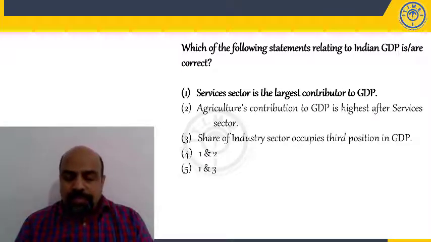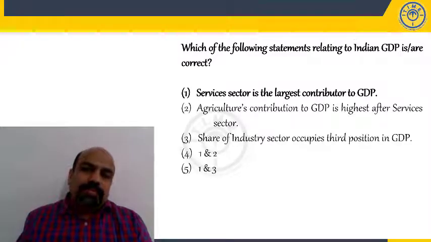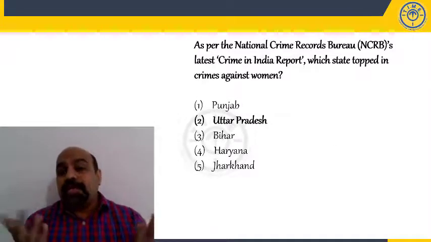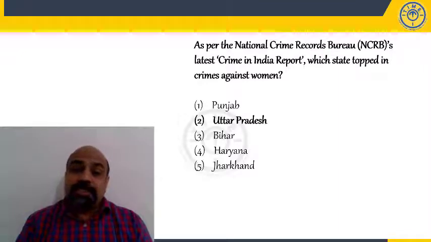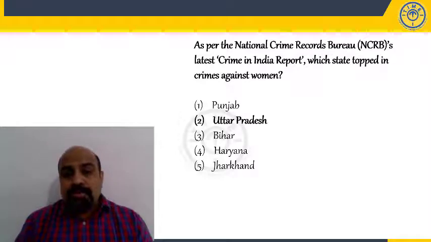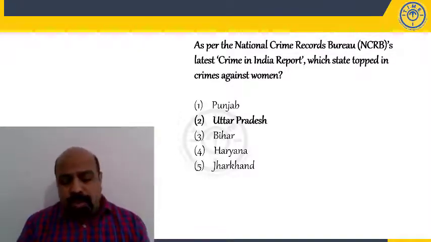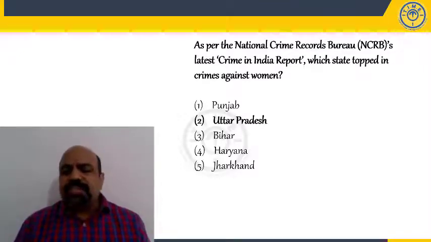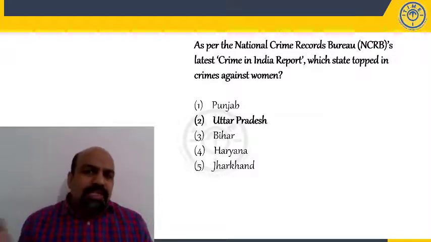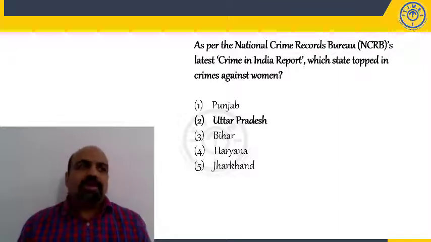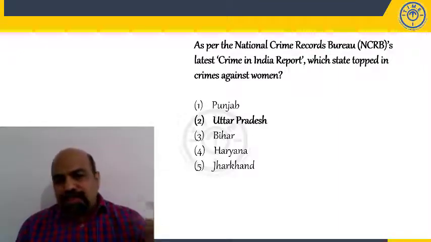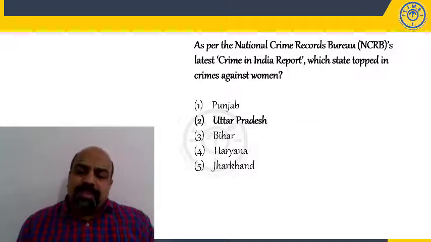Okay, guys? As per the National Crime Records Bureau's latest Crime in India report, which state topped in crimes against women? Uttar Pradesh, in absolute number of crimes. And you know what? This is because of the feudal attitude. To a large extent, I believe it's because of the feudal attitude against women. You know, that women's place is home, that women should not raise their voice, women should not do this, men should have their way with women.